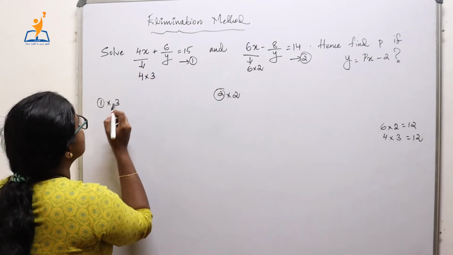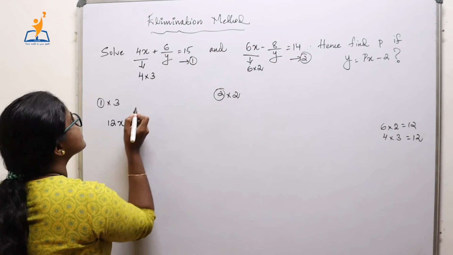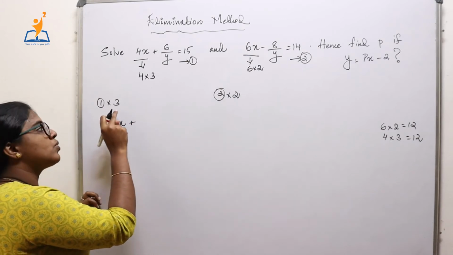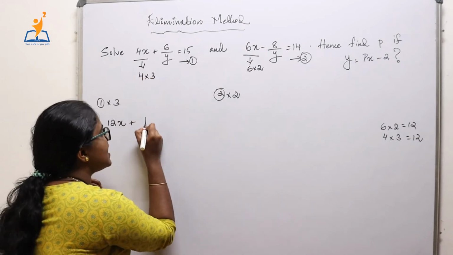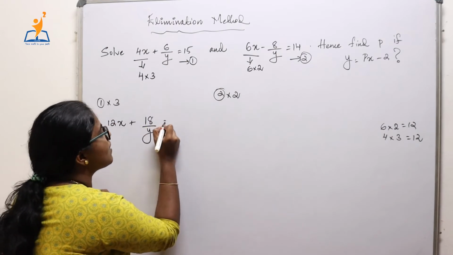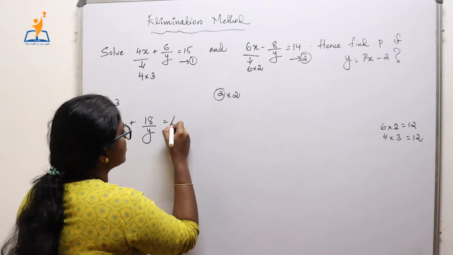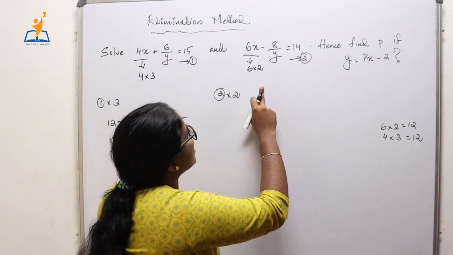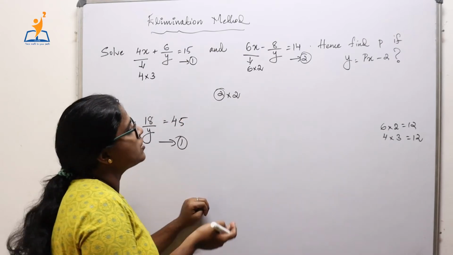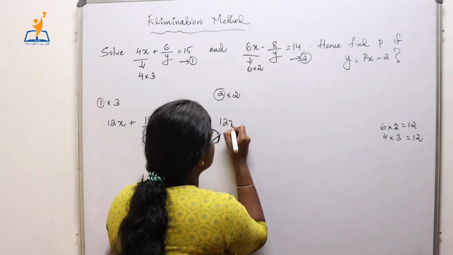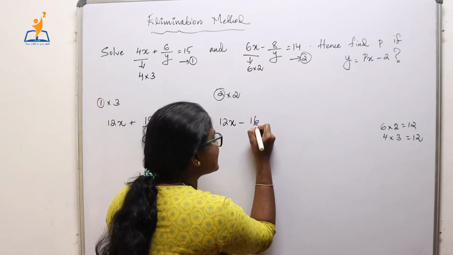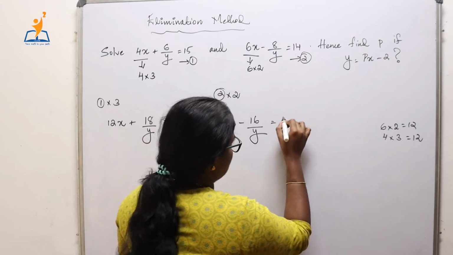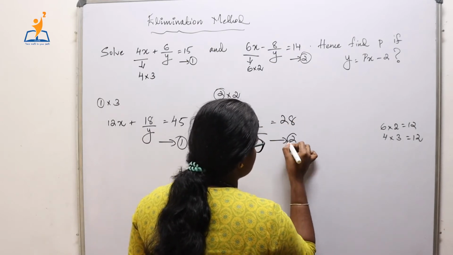Now let's do that. 4 into 3 is 12, so 12x plus 6 into 3, we have to multiply equation number 1 throughout by 3. So 6 into 3 is 18, so 18y equals 15 into 3, which is 45. So this is our new form of equation number 1. Now we have to multiply this particular equation throughout by 2. So 6 into 2 is 12, that is 12x, minus 8 into 2 is 16, that is 16y, equals 14 into 2, which is 28. So this is our new form of equation number 2.